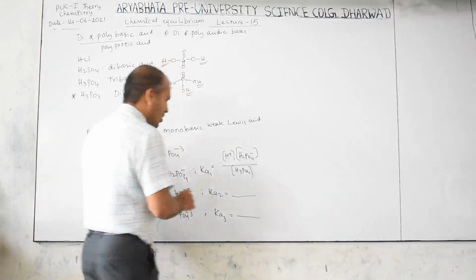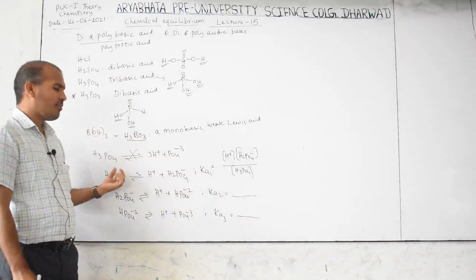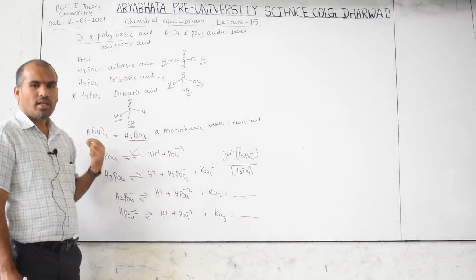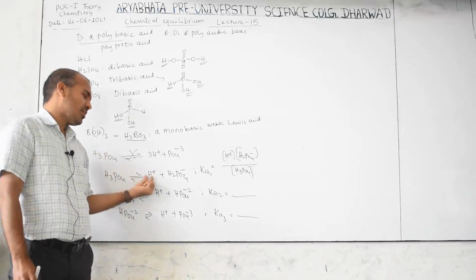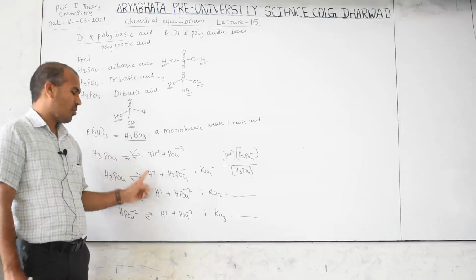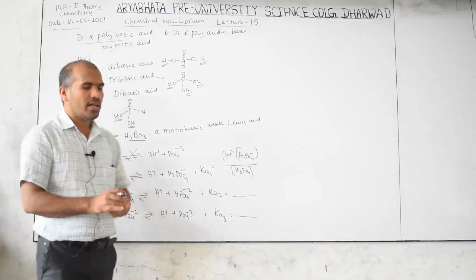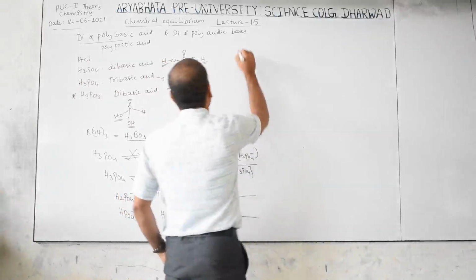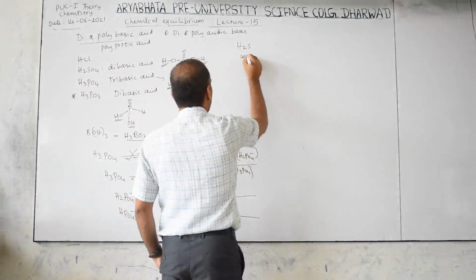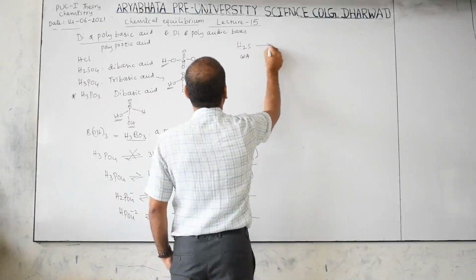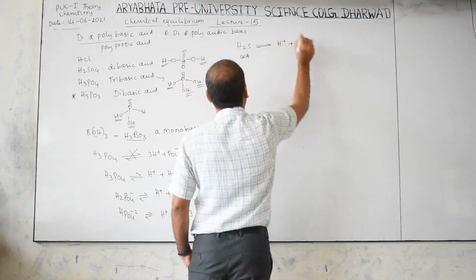Also note down that H plus ion is obtained only from the first step. We have to consider the H plus ion concentration equal to the H plus ion obtained from the first step, not the second and third steps, they are very negligible. Here is one more example, H2S. This is one of the weak acids. It ionizes into H plus and HS minus.